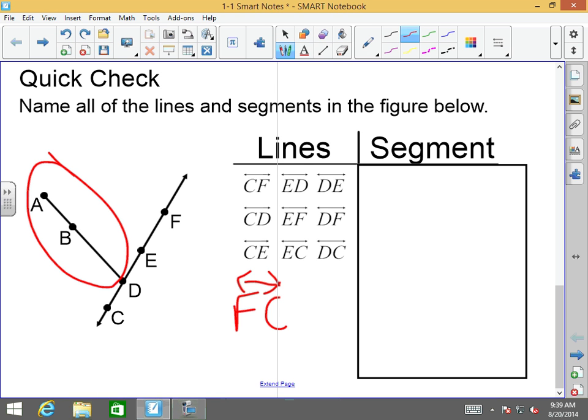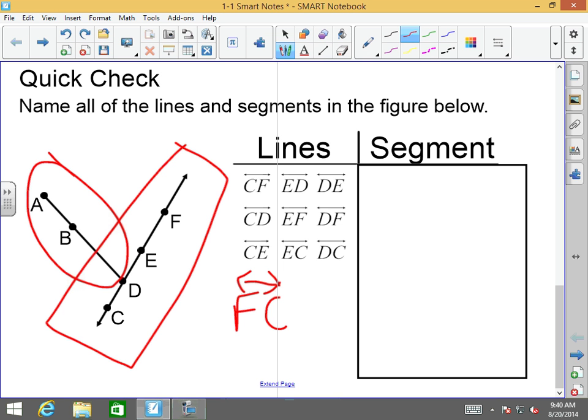But remember what we said, guys. Line segments are part of a line. So there's going to be some segments in here as well, right? What would the segments be here? DE, exactly. But is DE going to have arrows to represent a line? Or is it going to just be a straight line without any arrows? Straight line without any arrows, very good.